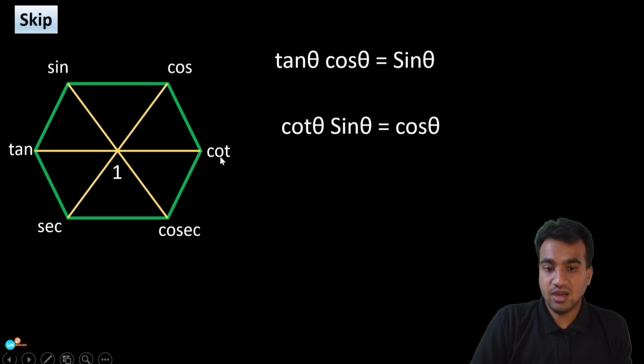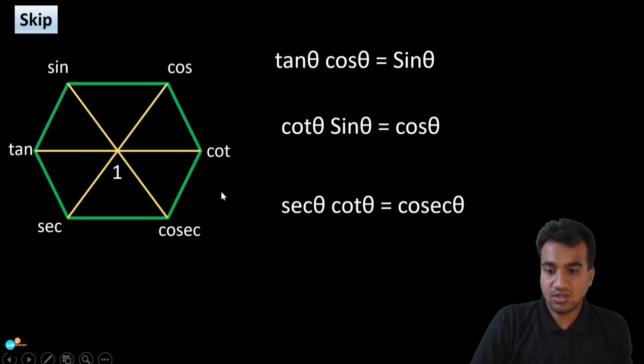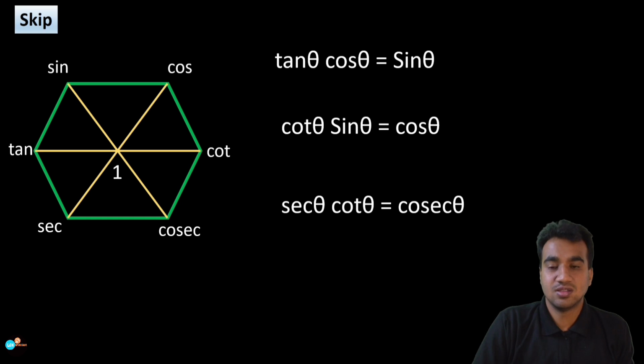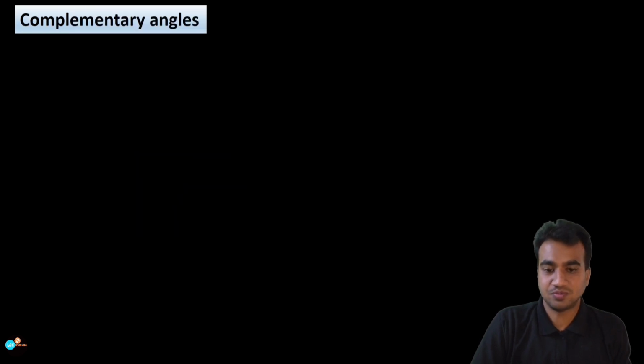cot theta into sin theta, so cot theta into sin theta, that is equal to cos theta, and here one more, sec theta into cot theta, if you take sec theta into cot theta, the one skipped in the middle is cosec theta. So likewise 6 more formula you are going to get. So that 24 formula are done by using simple hexagon.